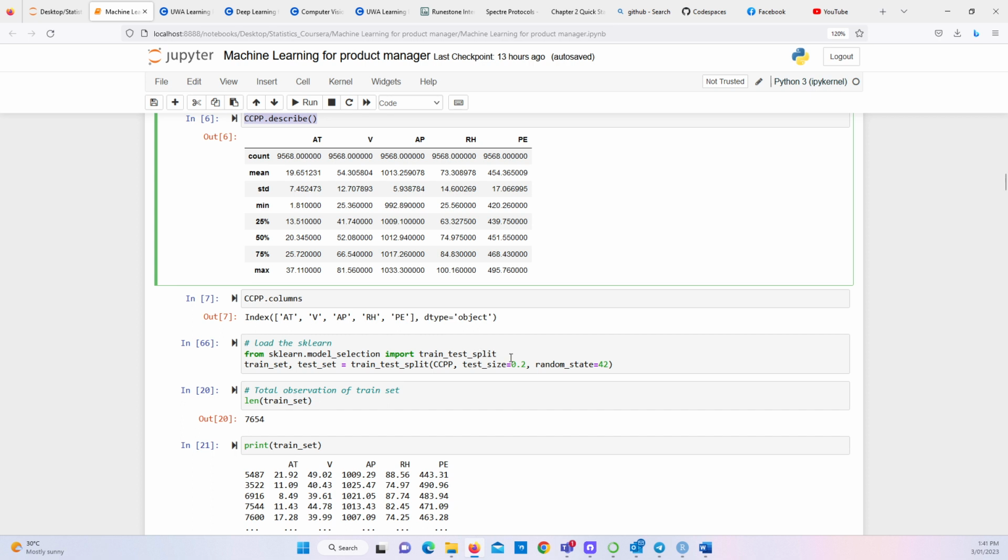To do this, we can use scikit-learn's train_test_split, right? You can just write this command, train set. I just allocate 20% for the test set. You can do 30% as well, but 20% is okay. And random state 42 just makes sure that we split the same data every time.